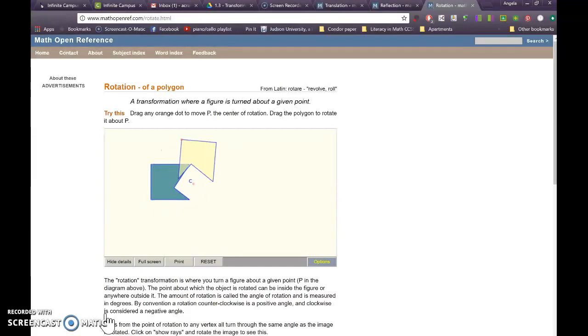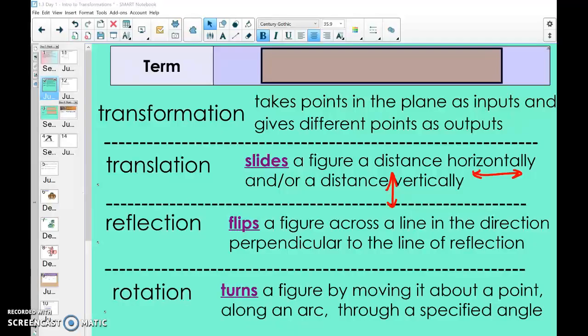So this would be like 90 degrees, this would be 180, and then 270, and 360 degrees would bring us back to where we started. But notice I'm turning around that point by doing that. So make sure you get those copied down. Those should be, or there should be spots for that on your notes page.